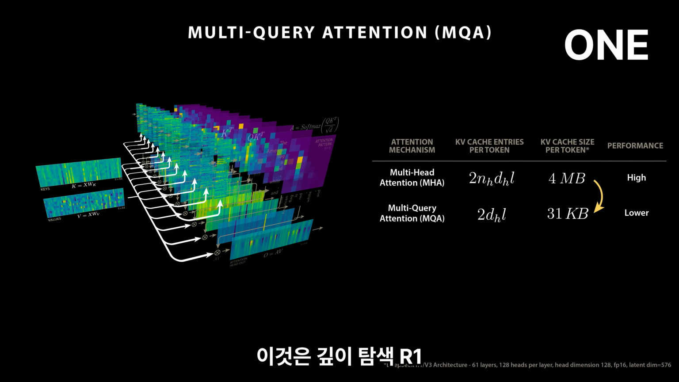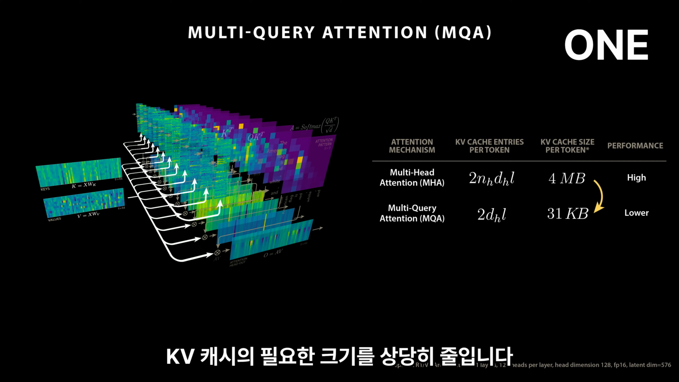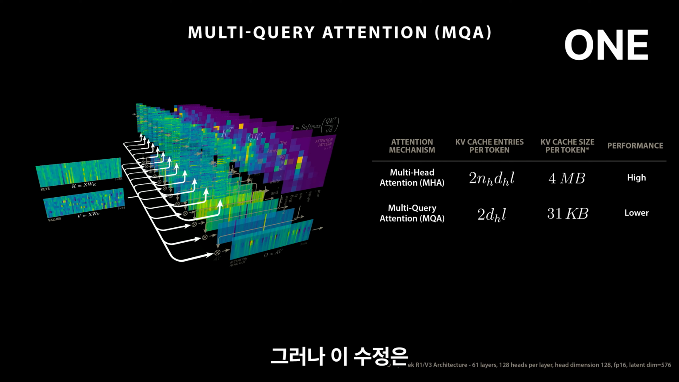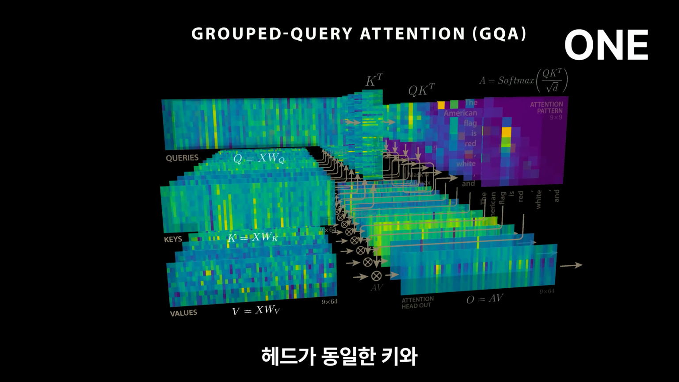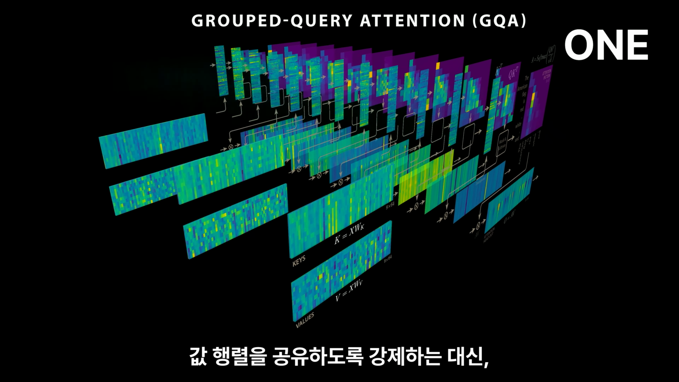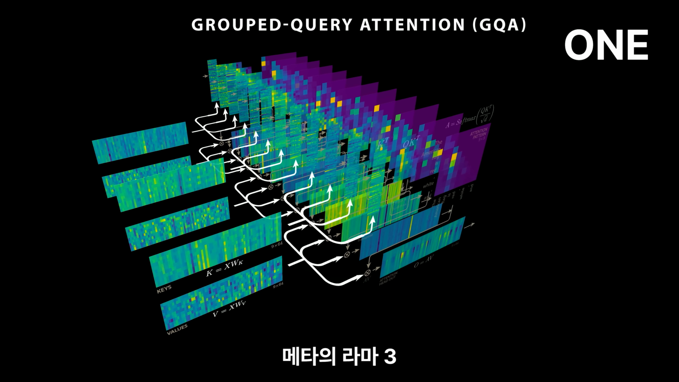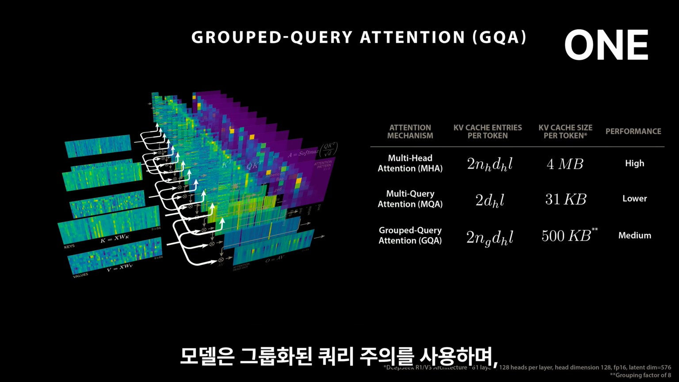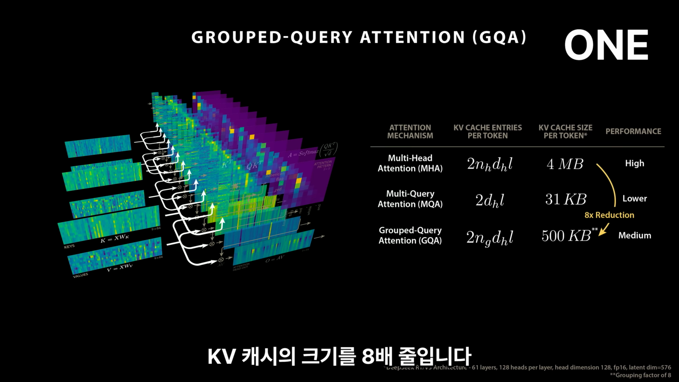This reduces the required size of our KV cache by a significant factor of the number of heads per layer, 128 for the DeepSeek R1 architecture. However, this modification does impact model performance, as forcing all attention heads to use the same keys and values allows for less specialization. A less destructive version of this idea is grouped query attention, where instead of forcing all attention heads in a given layer to share the same key and value matrices, we create multiple groups of attention heads that share the same key and value matrices. Meta's Llama 3 models use grouped query attention, with groups of 8 attention heads sharing the same key and value matrices, reducing the size of the KV cache by a factor of 8.